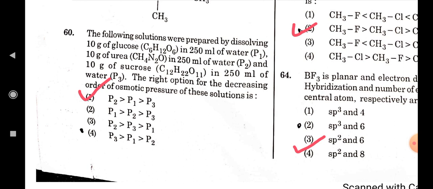Mole equals W by M. W is the amount of weight taken, that is fixed at 10 gram. M is the molecular weight. Now if M is lower, then n2 will be higher. In all of them you can see urea has the lowest molecular weight, so it will have the highest osmotic pressure, then glucose, then sucrose. So the correct option will be P2 greater than P1 greater than P3. So the correct option is option number 1.